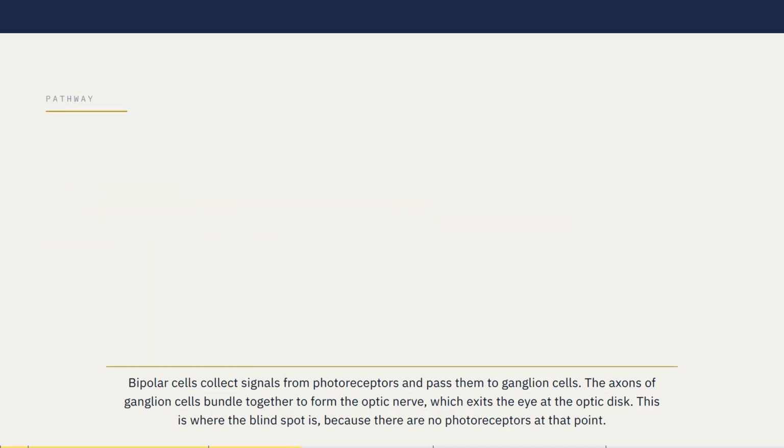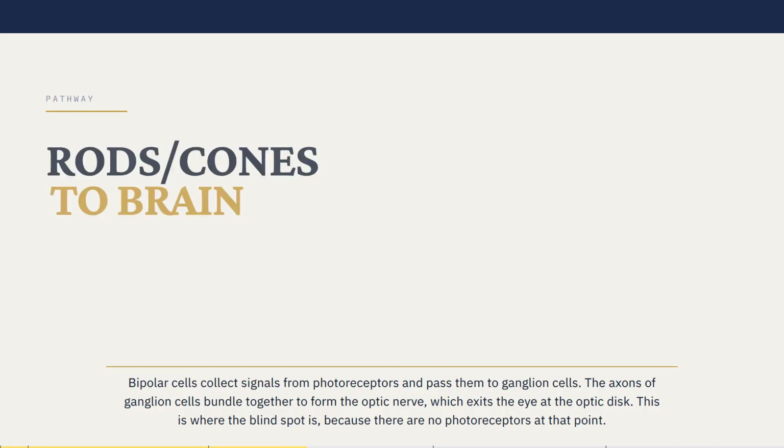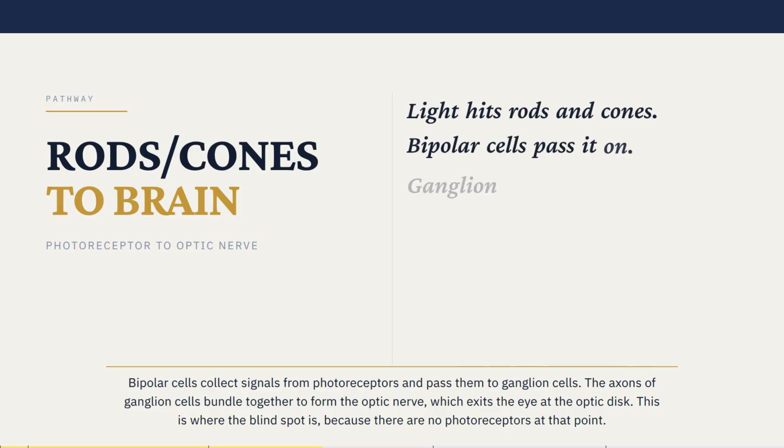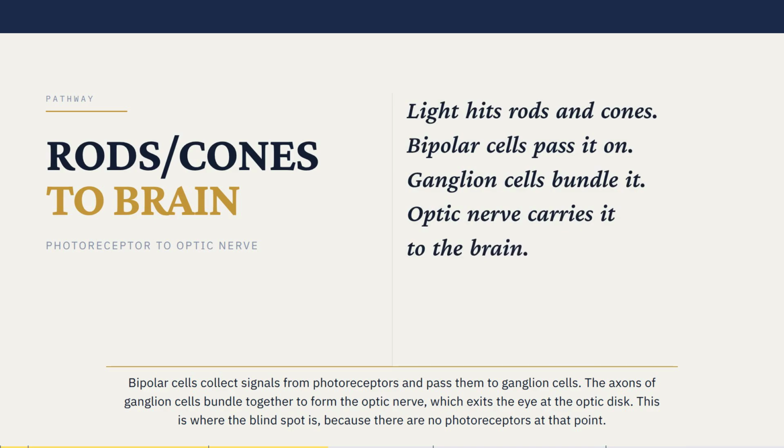Bipolar cells collect signals from photoreceptors and pass them to ganglion cells. The axons of ganglion cells bundle together to form the optic nerve, which exits the eye at the optic disc. This is where the blind spot is, because there are no photoreceptors at that point.